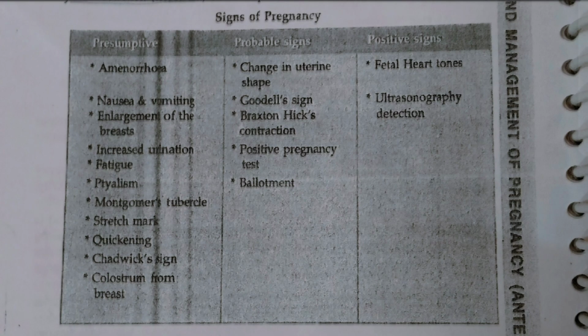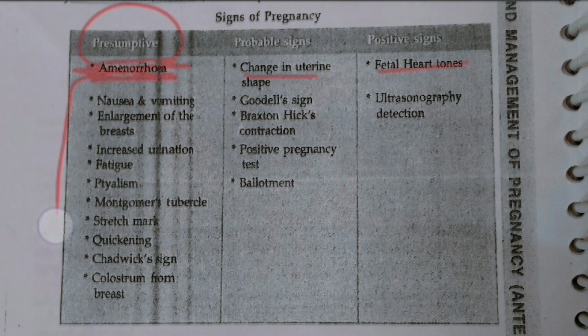Hello guys, today's topic is signs of pregnancy. Signs of pregnancy are divided into three: preconceptive, probable sign and positive sign. First, what is preconceptive sign? Preconceptive sign is nothing but the subjective data. The subjective data is the complaint that we receive from the patient.